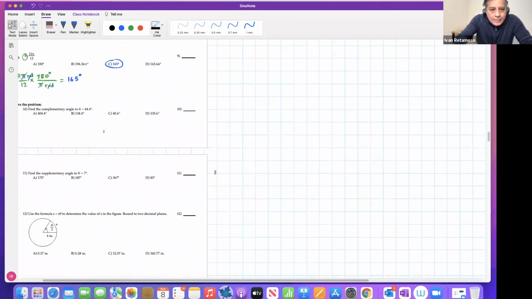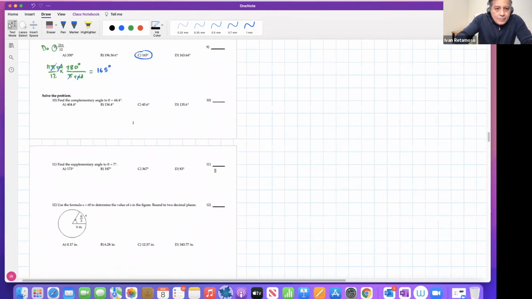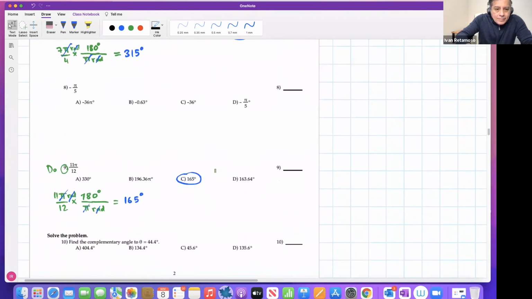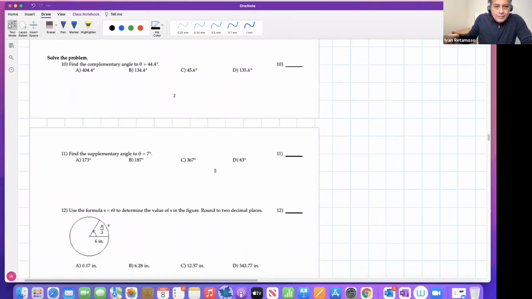Let's see. I think there are two here. Let me do the first one and then I will ask you to do the next, okay? The first one, number 10, says find the complementary angle of this given angle, 44.4 degrees. They want the complementary angle, right? Complementary angle. Remember the formula?